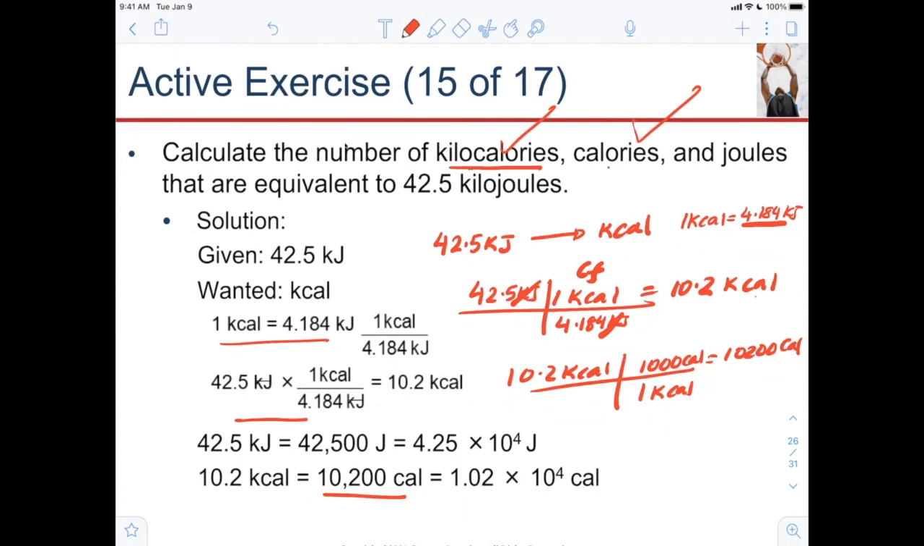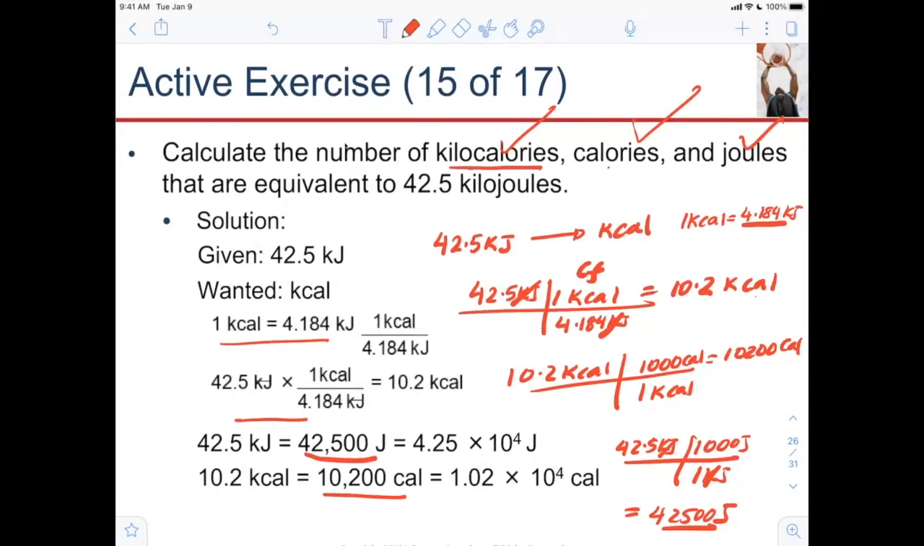And then joules, to go from calories to joules. Oh, I guess if you already have kilojoules here, right? If you have 42.5 kilojoules, to go to joules, just take 1 kilojoule times 1,000 joules. This and this cancel out. You get your answer, 42.5 times 1,000. I have 42,500 joules, right? So I've done joules.